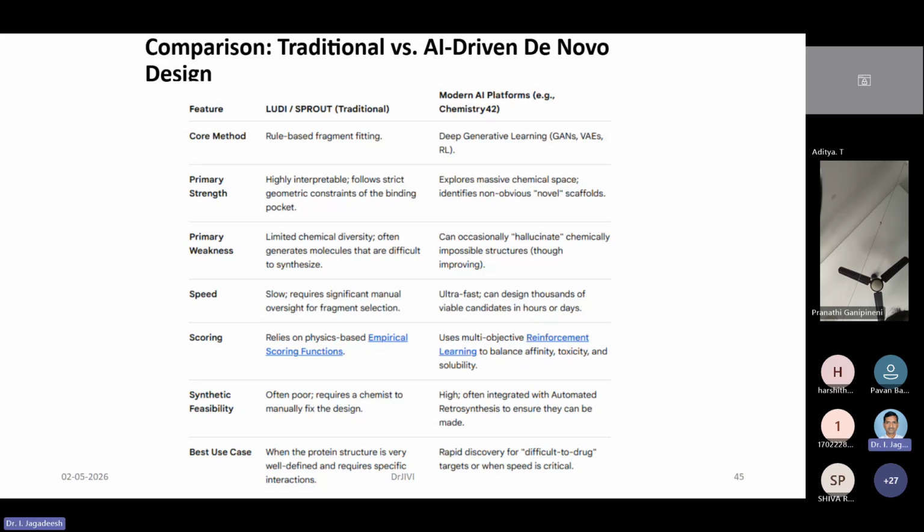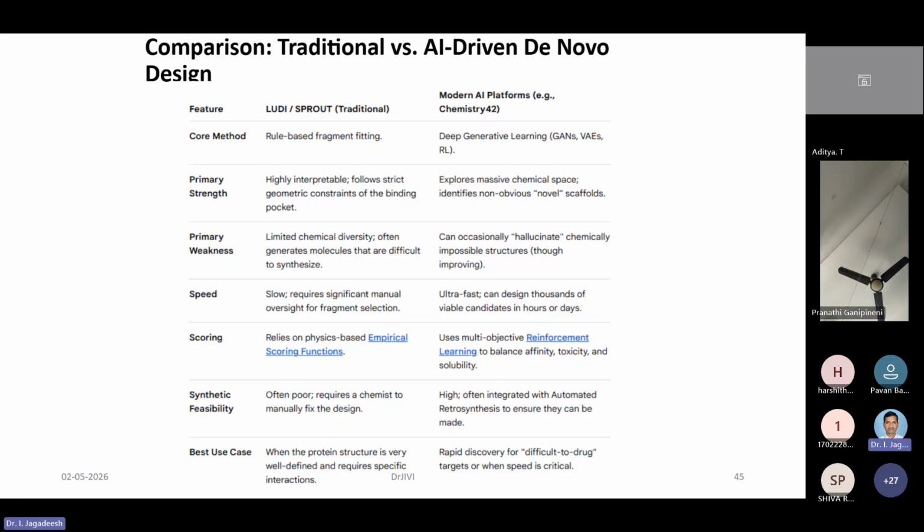Speed. In speed, the traditional methods are slow and require significantly more manual oversight for fragment selection. Whereas the AI models are ultra fast, because they have multiple hidden layers. They are trained in such a way that they select, deselect, encode and decode very fast, and they can design thousands of viable candidates in hours and days, and we can pick from them very easily by the Pareto principle based on the scores.